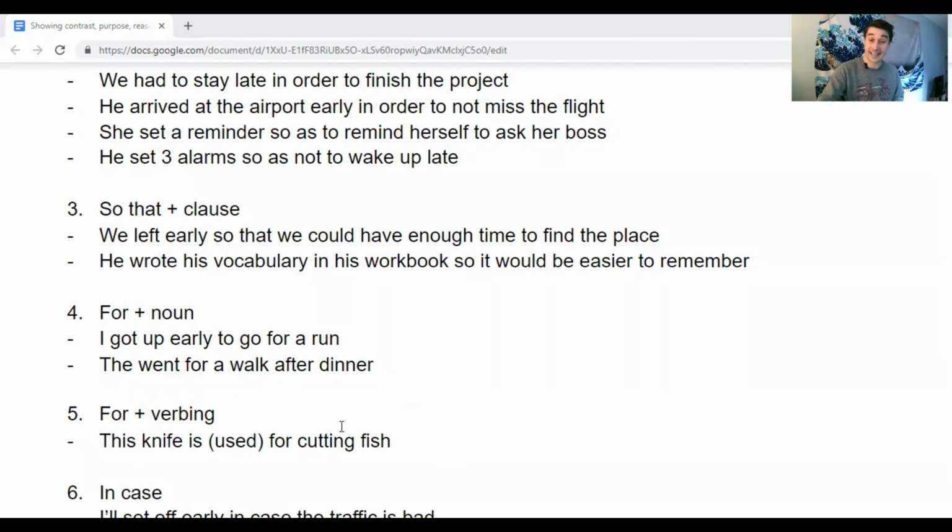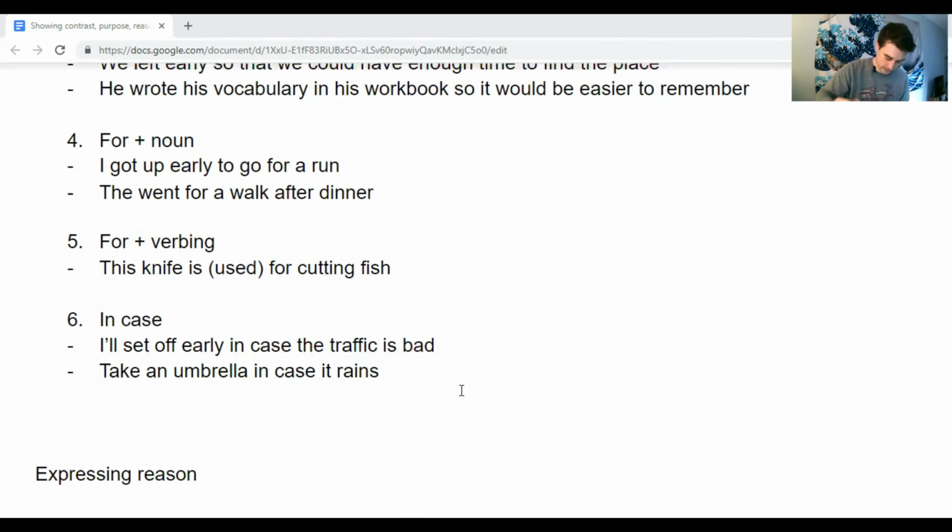We can also use in case. Now, in case is a little bit different. This is a form we use to talk about precautions, when we do something because something not wanted might happen. I'll set off early in case the traffic is bad. So normally, if I want to get somewhere on time, maybe I'll set off early in case the traffic's really bad in the morning and I'm going to be late and I don't want to be late. So that's the bad thing that might happen. So I take that precaution of setting off early, leaving my house early. Take an umbrella in case it rains. Good advice if you go to the UK, of course.